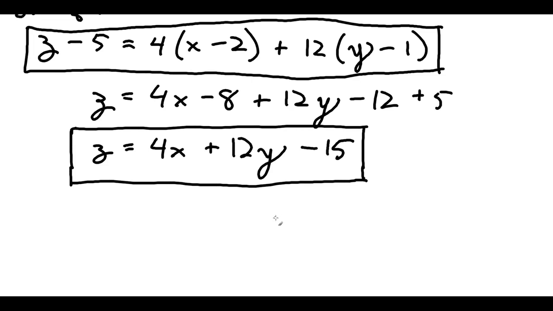So that's how we find tangent planes. Like I said, it's basically just an extension of how we use the point slope form of a line to find a tangent line to a curve, like back in Calc 1.